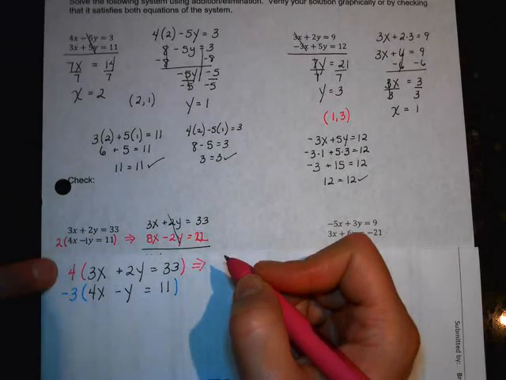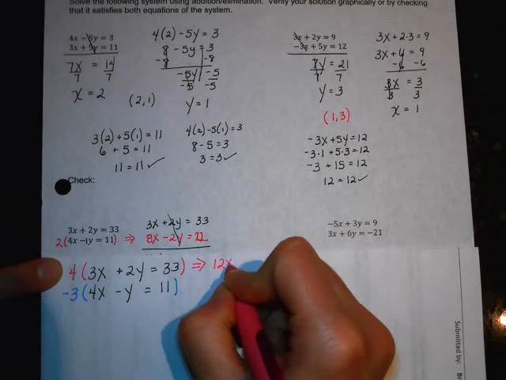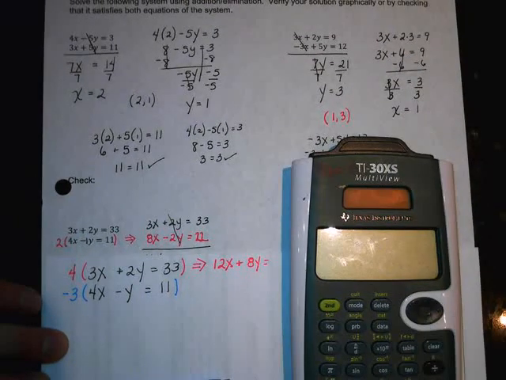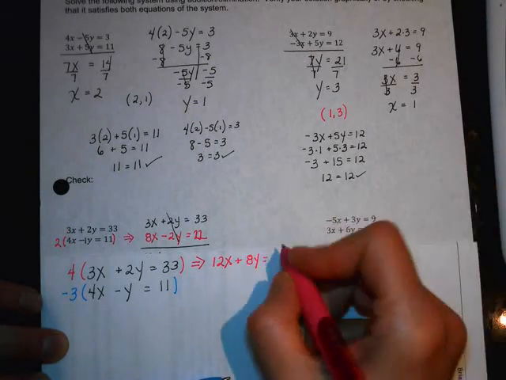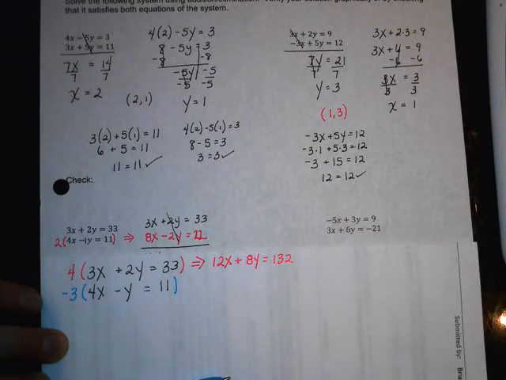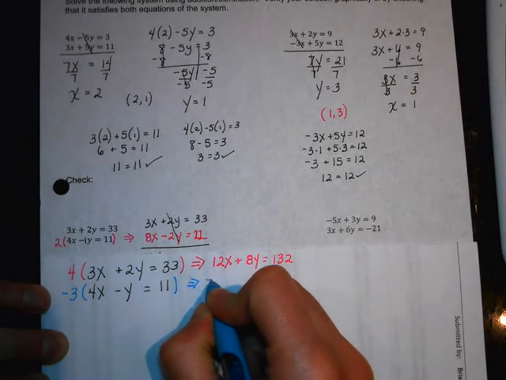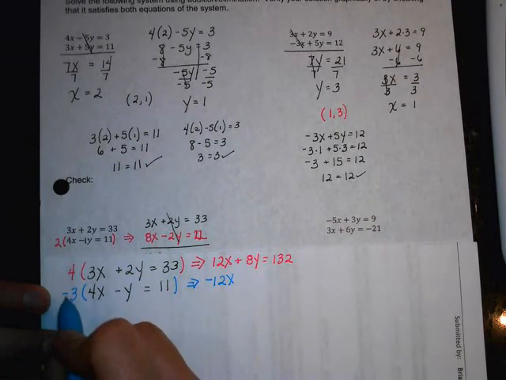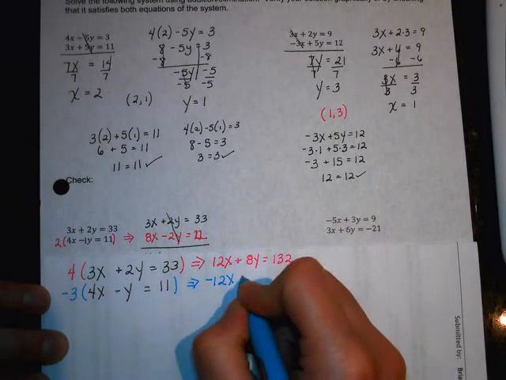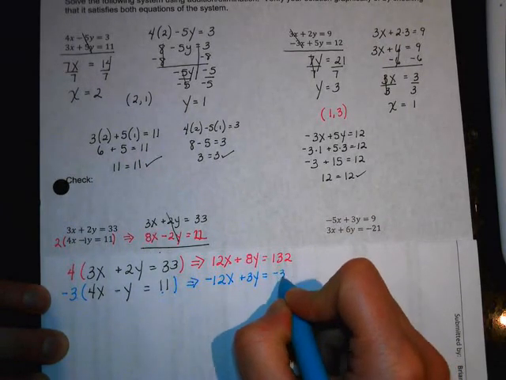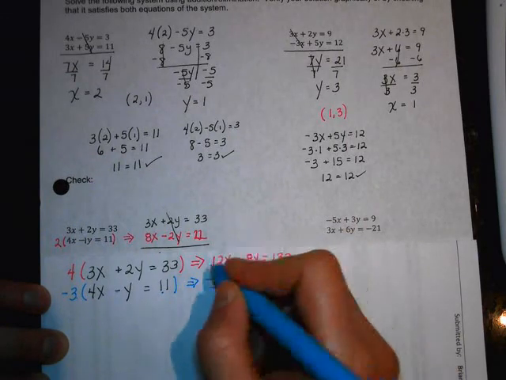So 12x plus 8y equals, oh geez, 33 times 4, 132. Okay, and then if I multiply this by negative 3, that would give us negative 12x. Negative 3 times negative y gives you positive 3y. And then negative 3 times 11 is negative 33. So if you add them, the x's will become 0.